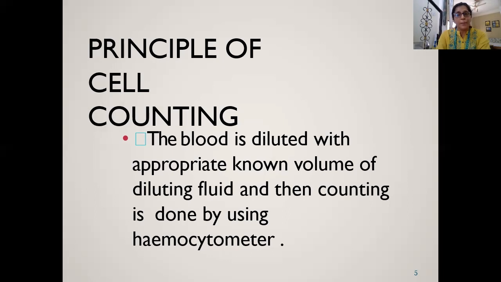We use different pipettes. We have seen in the laboratory that a WBC pipette is different from an RBC pipette and so on. These pipettes are not marked with milliliters or microliters. These are standardized graduations, so we have to take it up to a specific mark. The specific mark is an indication that this amount of blood is diluted with this amount of diluting fluid, which is specific to studying those particular cells.